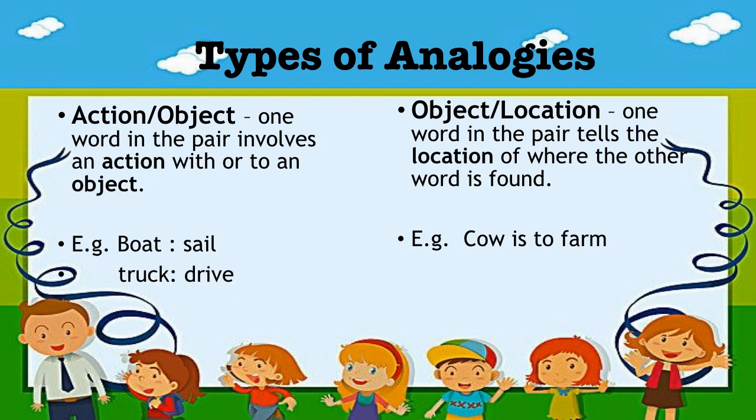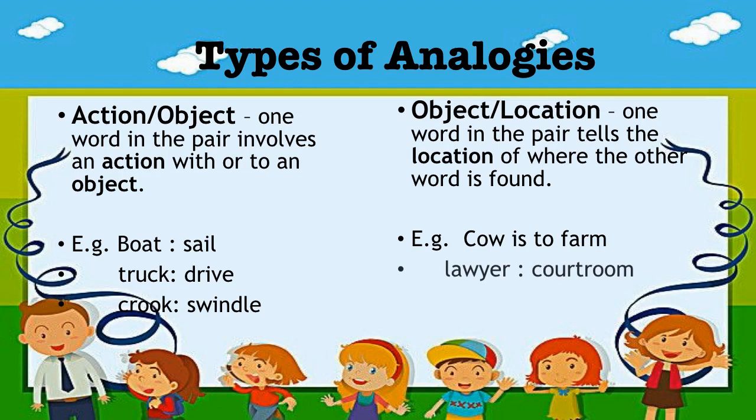More examples of action object. Truck is to drive. Truck is the object and drive will be the action. Crook is to swindle. The crook will be the object and the action of a crook is to swindle people.